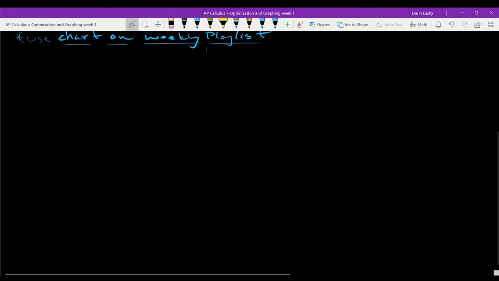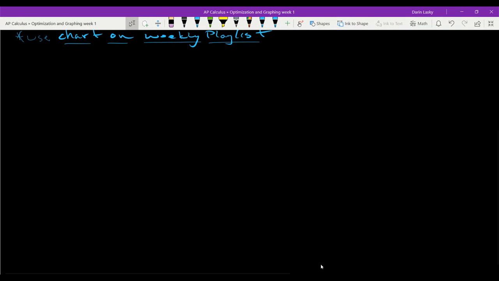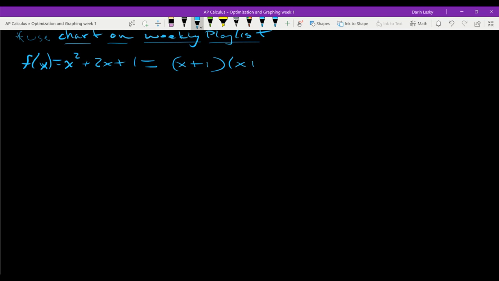So we're going to tackle the first one, and the first one they give us f of x. F of x is equal to x squared plus 2x plus 1. So let's just take that and factor it into pieces. So we're going to get x plus 1, and we're going to get x plus 1. All right, so that's f of x.